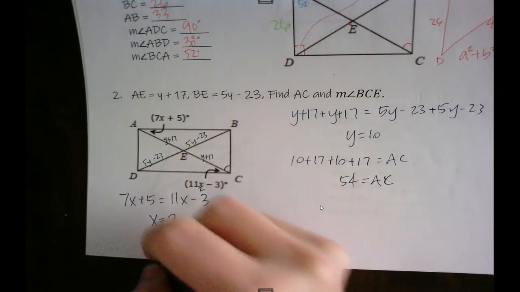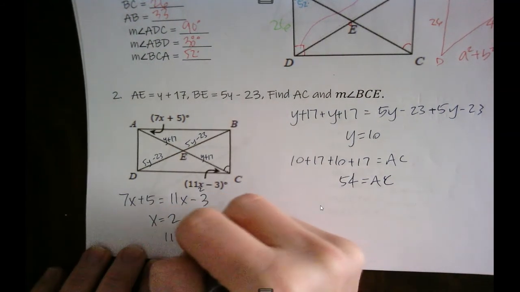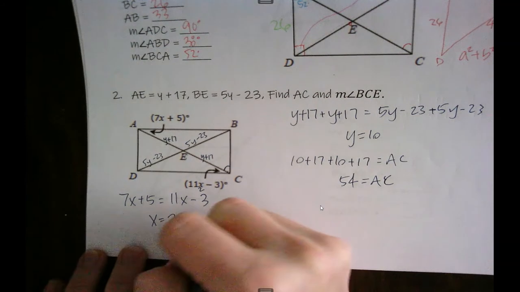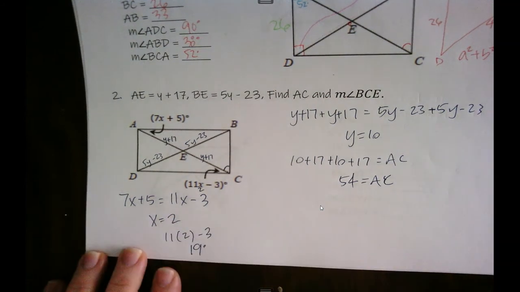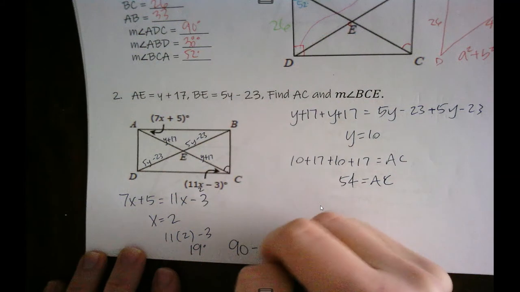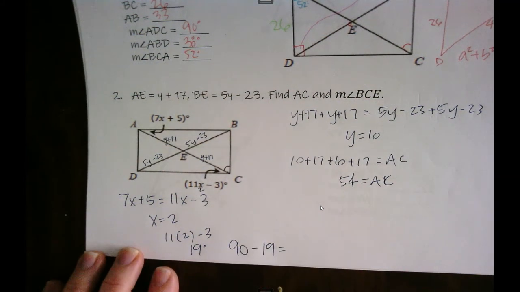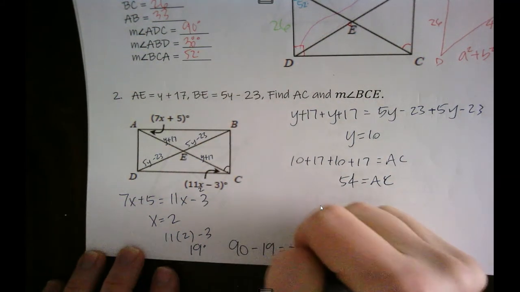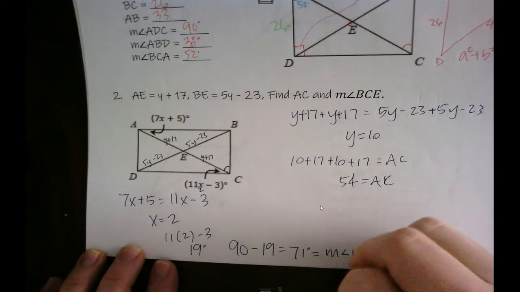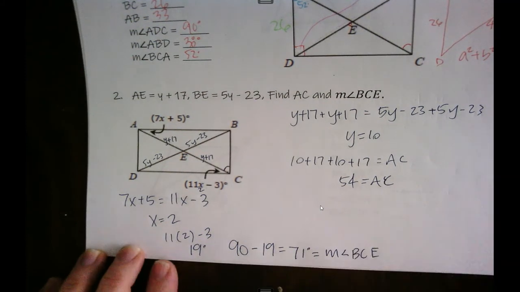So 11, write it down here, minus 3. 11 times 2 minus 3 is 19 degrees. Remember, this total is 90. So 90 degrees minus 19, 71 degrees equals our angle BCE.